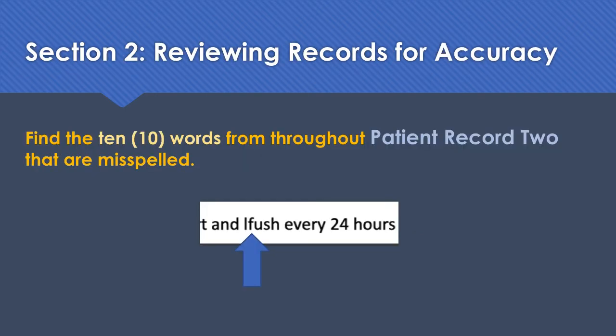Okay, section 2, reviewing records for accuracy. As I mentioned before, you will search and read carefully patient record 2 for this, and you will find 10 misspelled words, and you're going to put them in the first column the way they are misspelled in the patient record, and then in the second column you're going to correct the spelling.